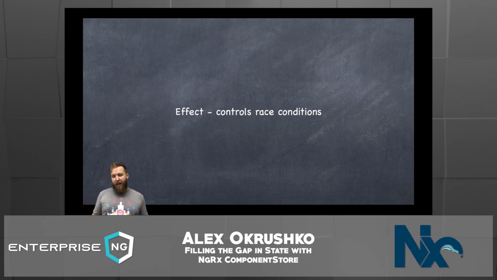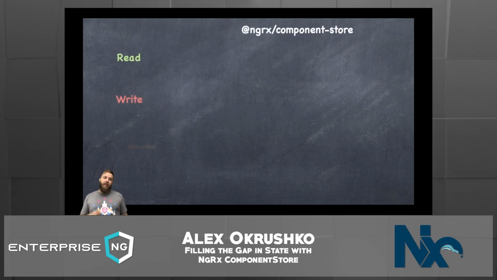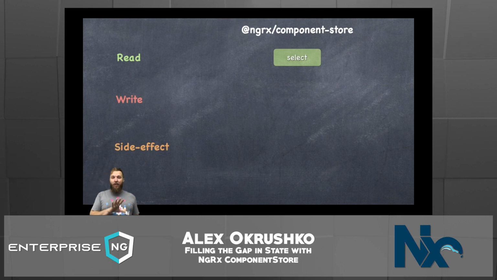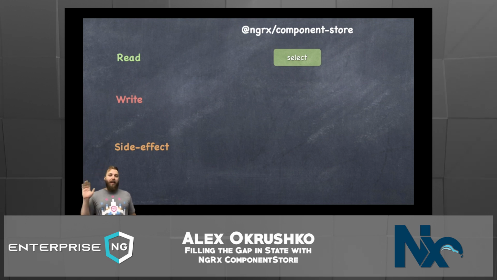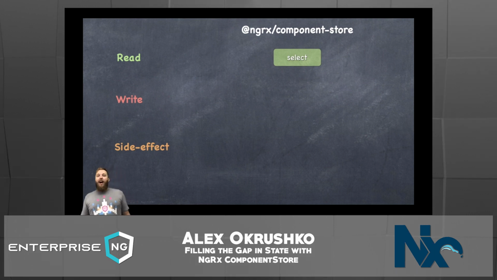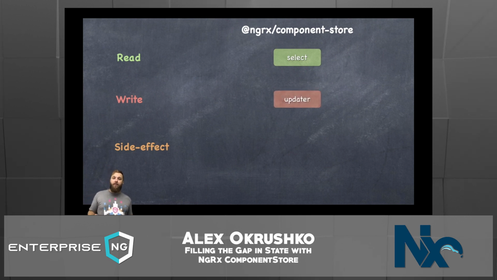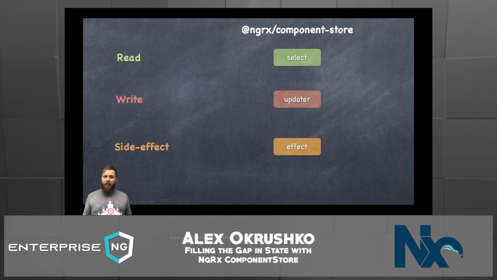Let's take a look at its APIs. So this is a component store, and it's a completely standalone library that has nothing to do with the global NgRx store. It's basically one file with 300 lines of code and maybe less soon, and it exposes a few APIs. For example, it should read, write, and handle side effects, just like any state management library. So for read we have select, for write we have an updater, and for the side effect we have an effect method. Let's take a look at them closer.